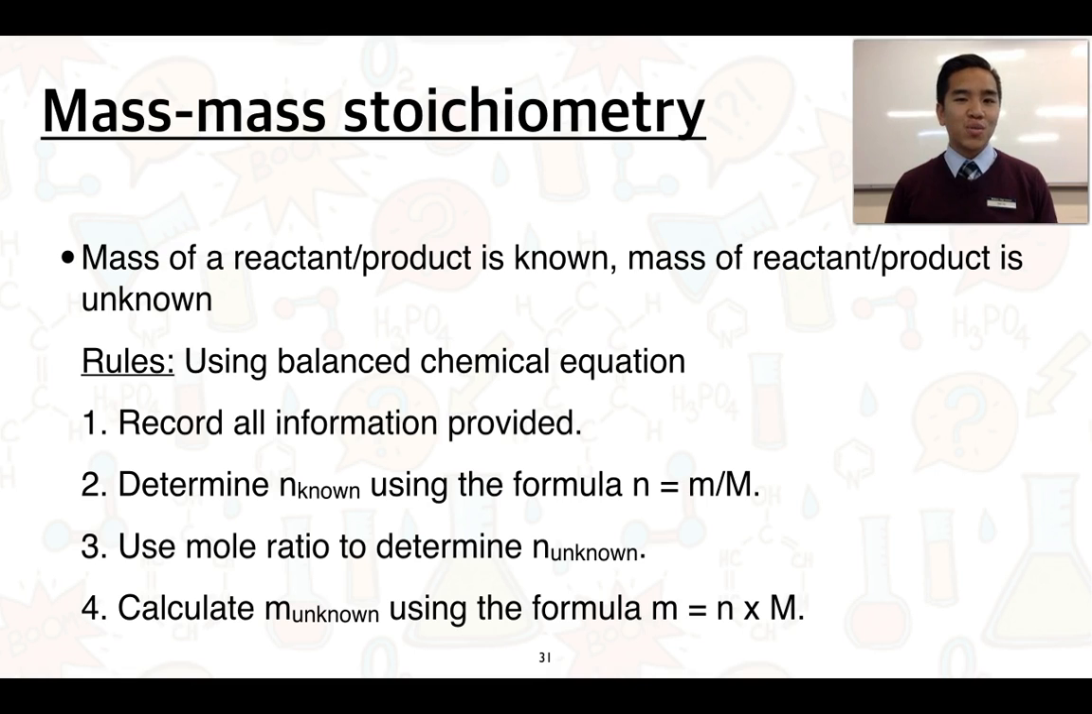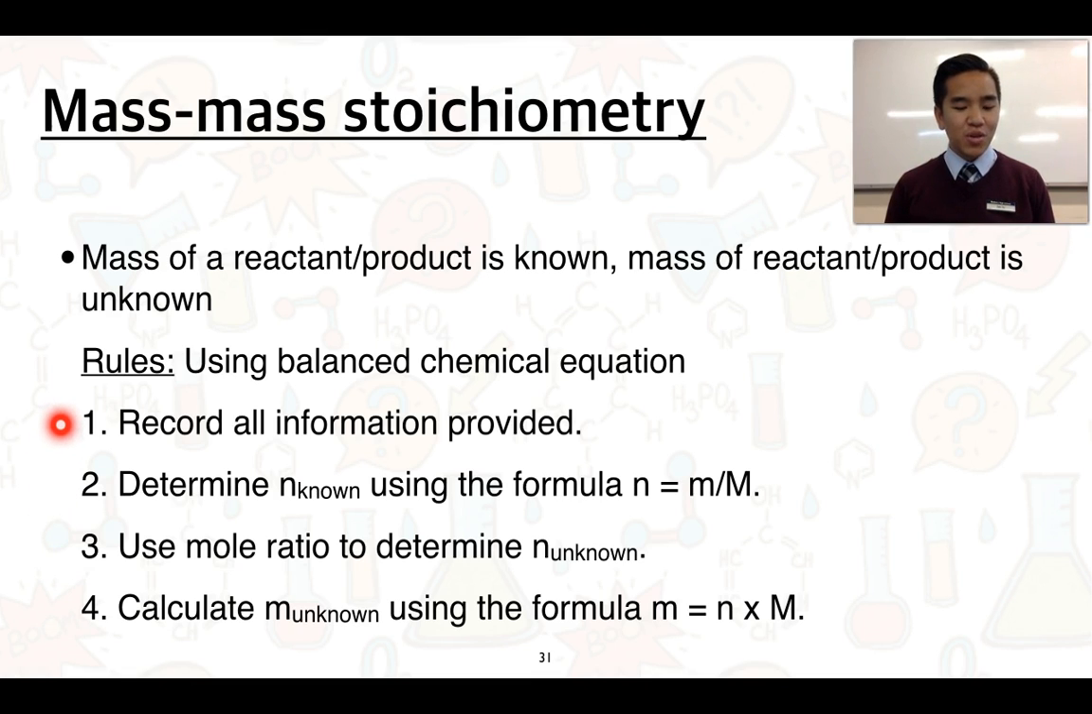This shows you the rules and the process to solve any question that uses what we call mass-to-mass stoichiometry. The general situation is that we have the mass of a reactant or a product that is known to us. So we might measure the amount of a reactant, or we might know the amount of product that gets formed. And we need to use that to work out the mass of either a reactant or product that is unknown to us.